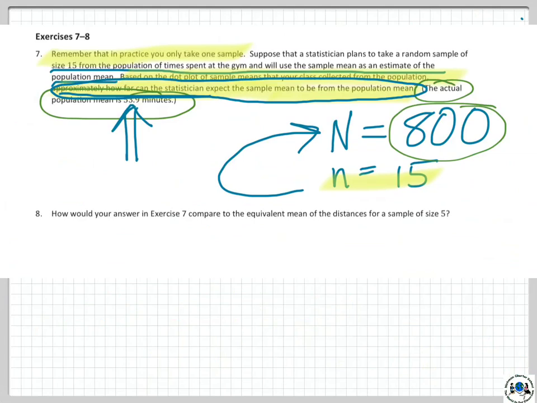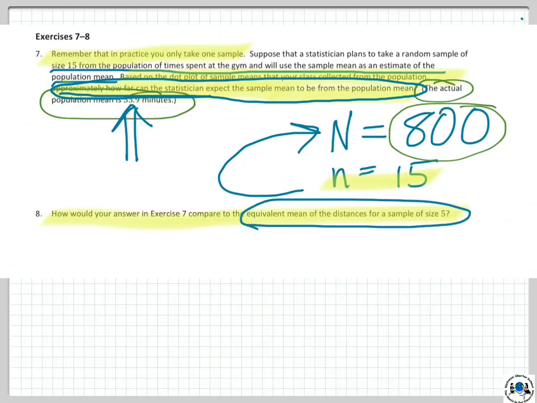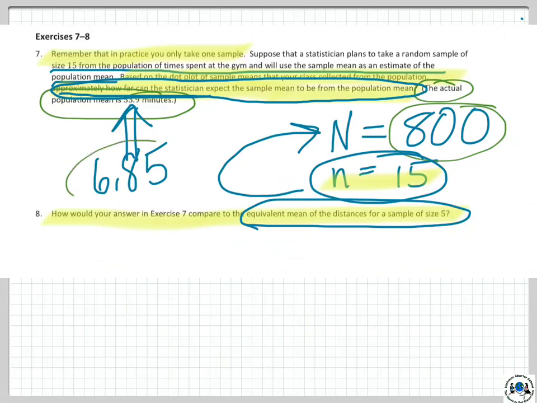Now, I don't want to go ahead and do it, but how do you suppose your answer in exercise 7 compares to the equivalent mean of the distances for a sample size of 5? So you're thinking here, this is sample size of 15, and the average or mean difference was 6.85 minutes. Now, if you had a sample size of 5, would that mean difference, or standard deviation, be more or less, do you suppose?